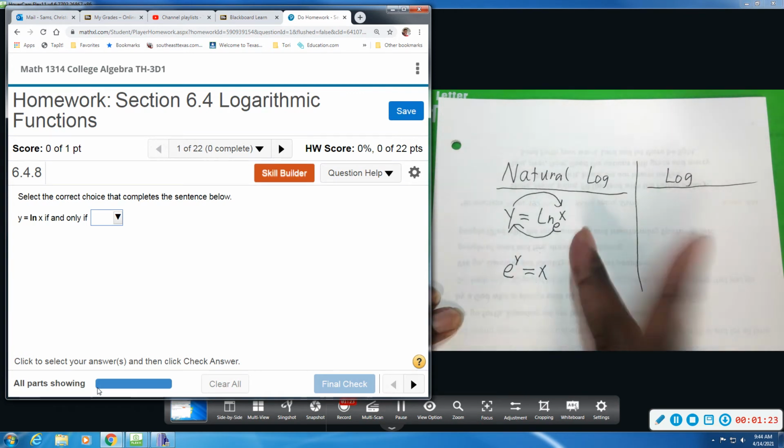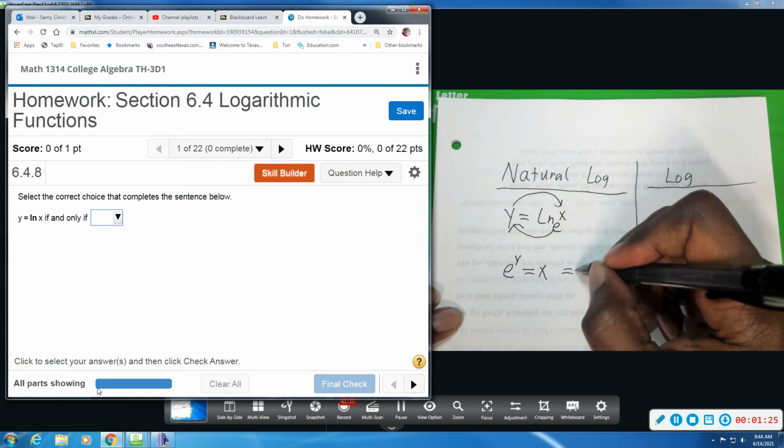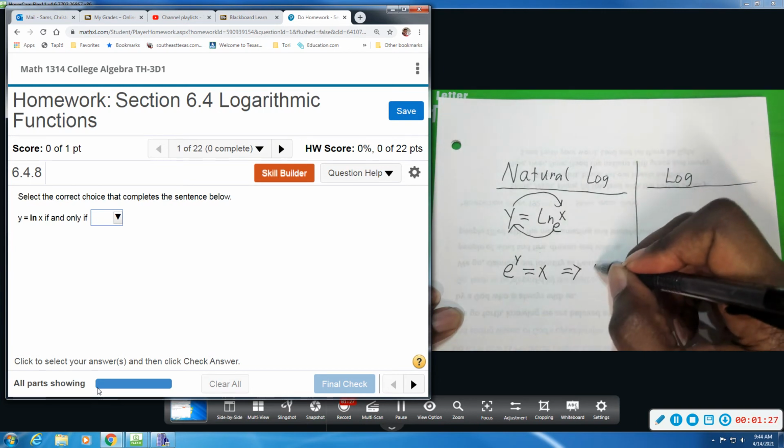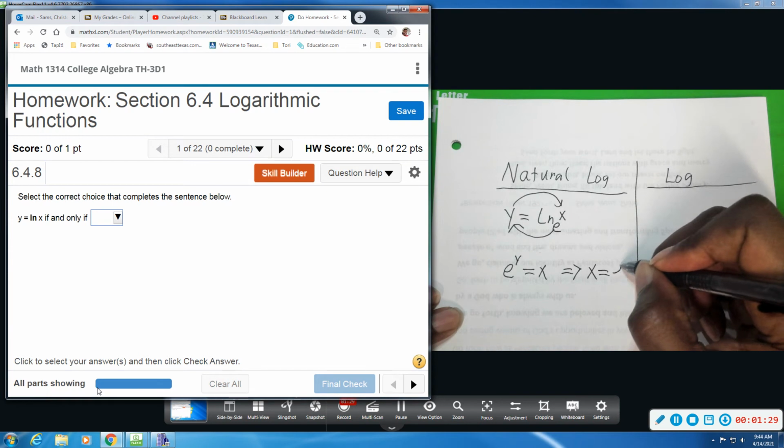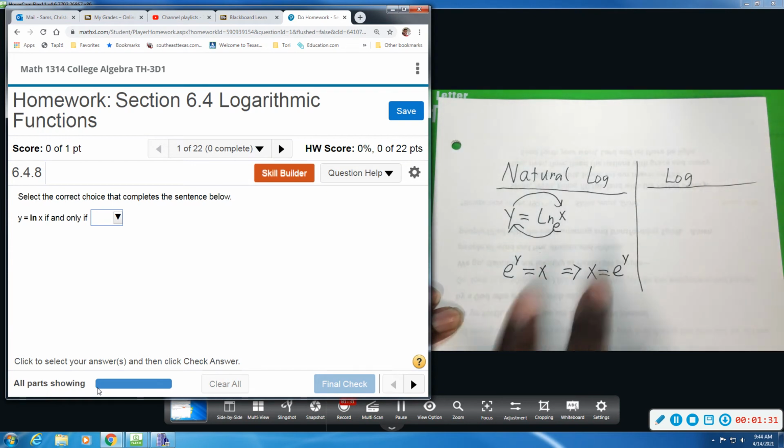And they might flip the order. They might just write the x on the left, and then is equal to e to the y. It's the same thing. It doesn't matter. But this is the way that you would rewrite that.